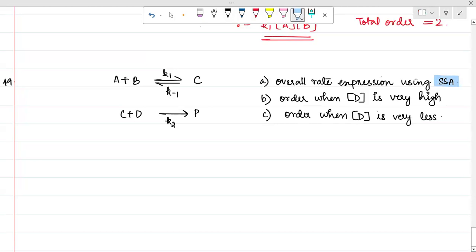Again, the slowest step is not given. Usually equilibriums are very fast. So keeping that aside, again, it is not given, so our rate determining step will be step 2. This one where product is being formed. Identify who the intermediate is.